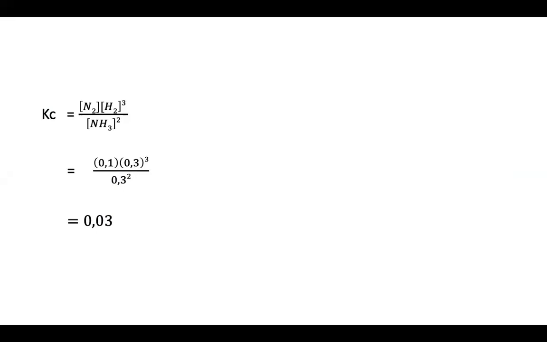And just before I conclude, if the Kc value is 0.03, what can we conclude? Does the equilibrium shift to the product side or to the reactant side? We know that if the Kc is less than 1, the equilibrium lies more to the reactant side. So there's more NH3 in the reaction vessel than the N2 or the H2.